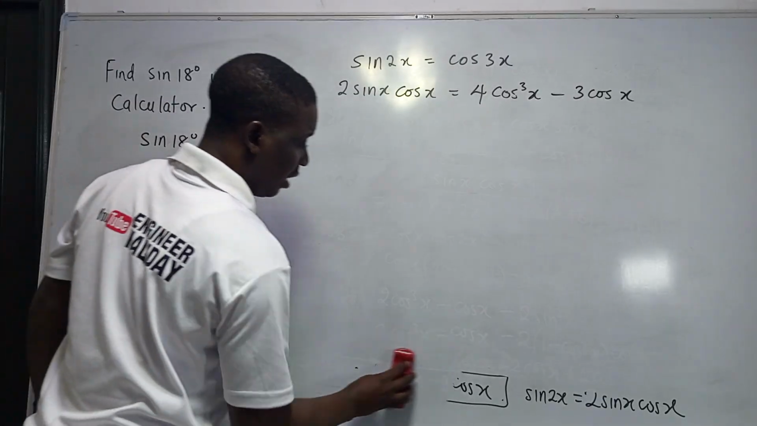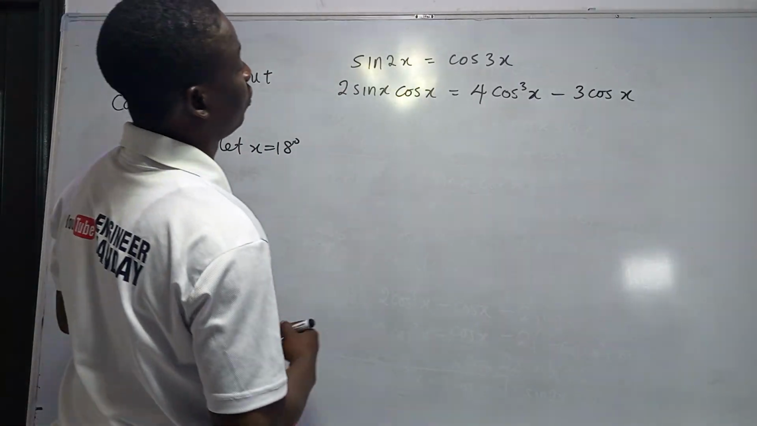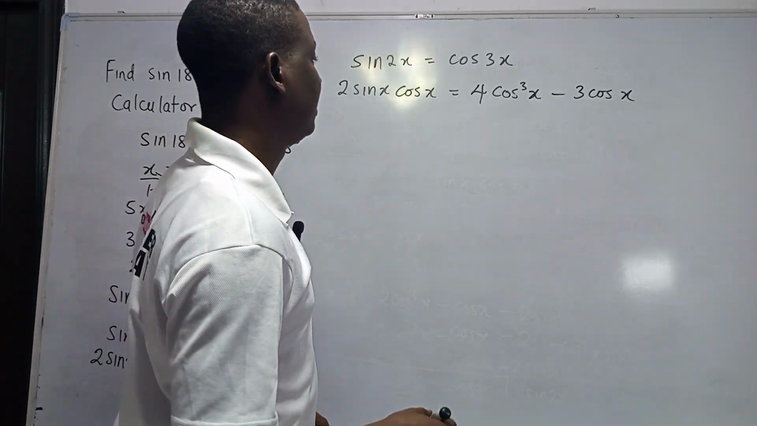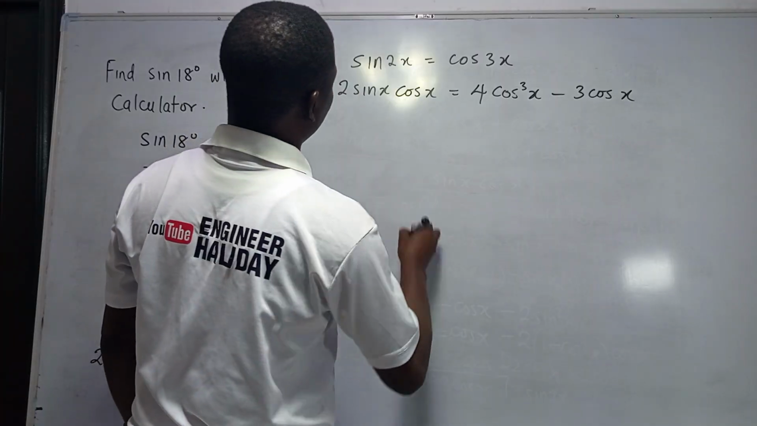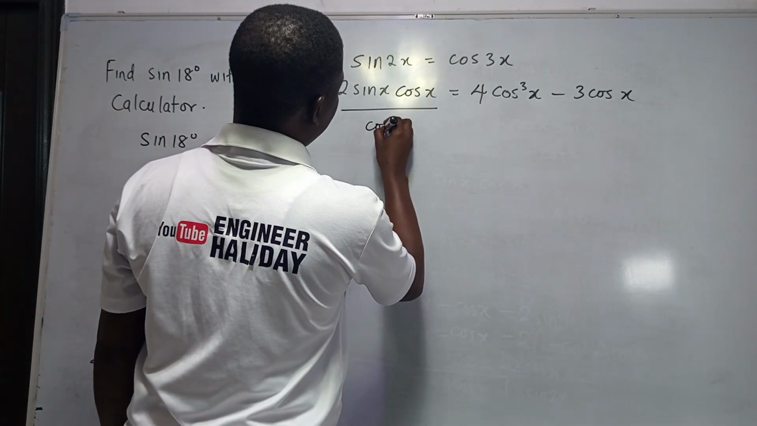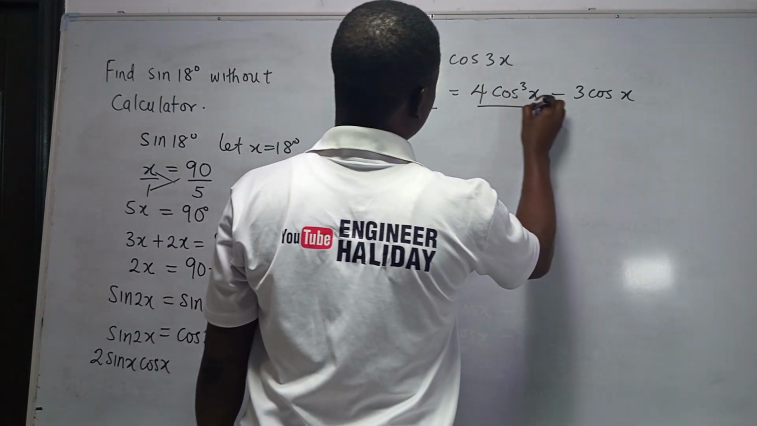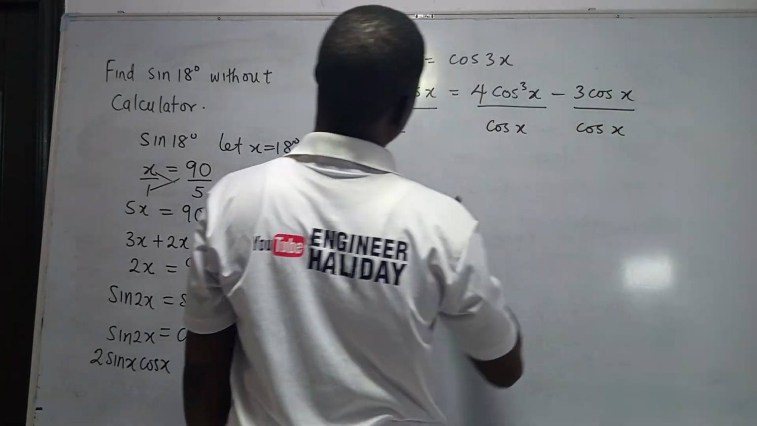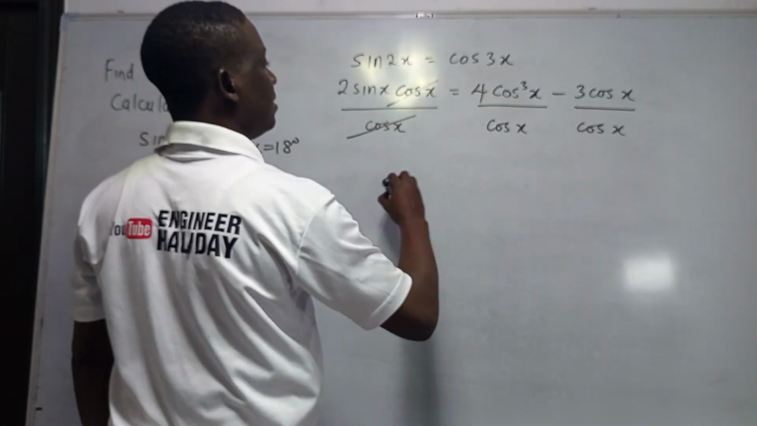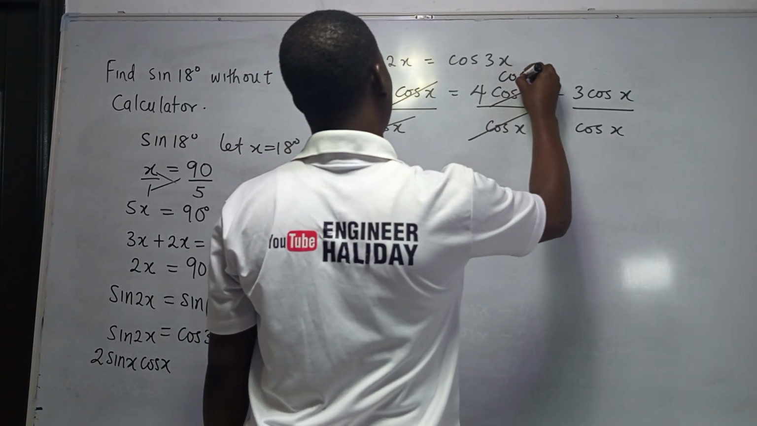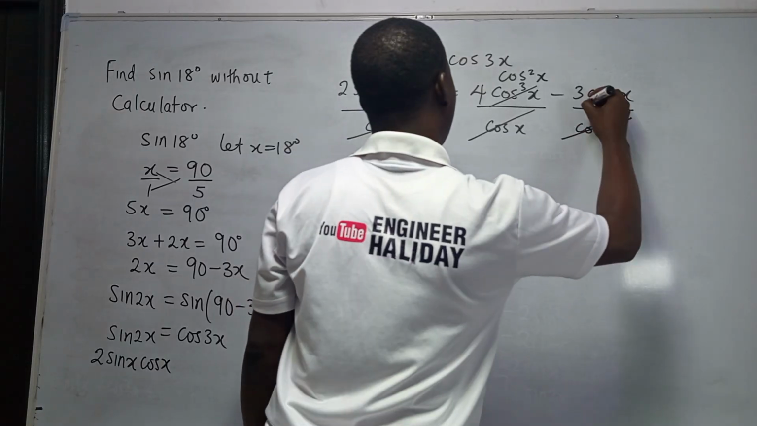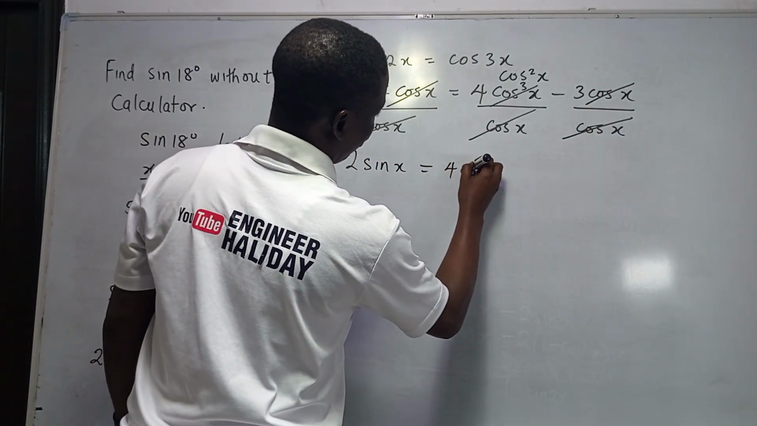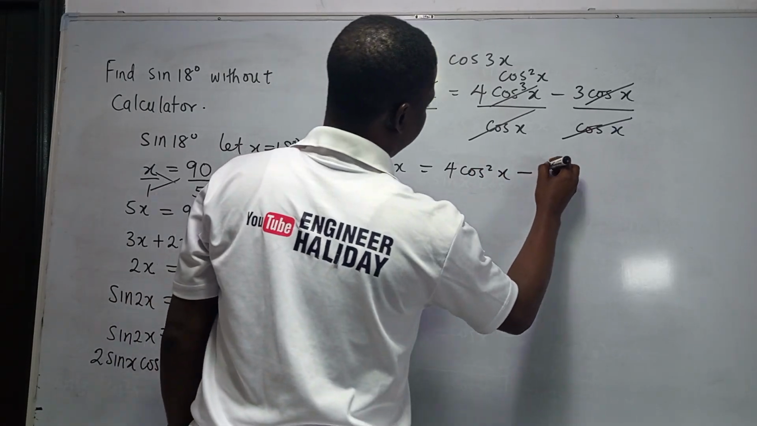Now, having gotten this, what we want to do now is to divide both sides by cos x. If you divide both sides by cos x, what do we have? Divide this one by cos x, divide this one by cos x. This one will eliminate this, this will eliminate cos square x, this one will eliminate this one. What do we have? 2 sine x is equal to 4 cos square x minus 3.